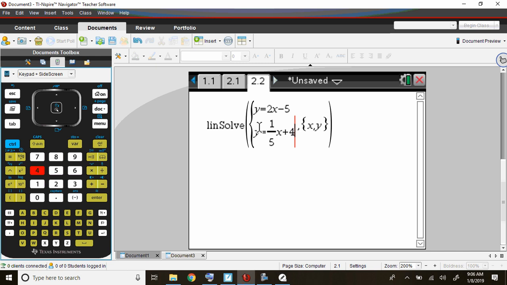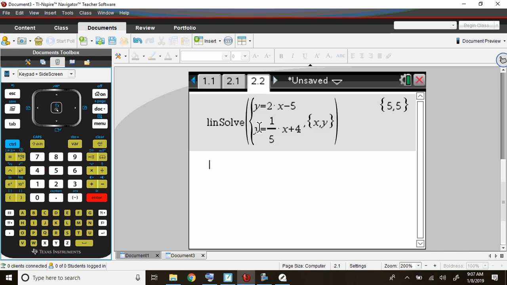The cool thing about this LinSolve is it doesn't matter what form the equations are in. They don't have to be in standard form. One could be in standard, one could be in slope-intercept. The form doesn't matter. All we've got to do is type the equations in right, and there it is. Boom, 5, just like that. There is a drawback to this LinSolve, and we'll see it in the next example. Well, not the next one, but the last one.